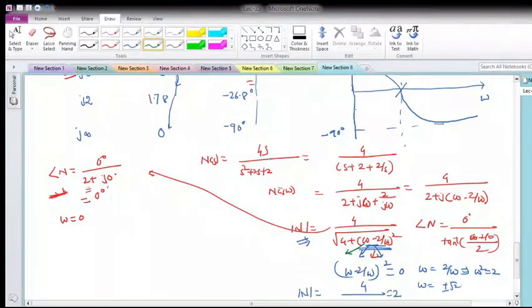Omega is equal to 0 means this part is negligible. So what is remaining in N of j omega? 4 upon 2 plus j0. Omega is 0, so it should come as minus 2 upon 0, which will be 2 minus j infinity.